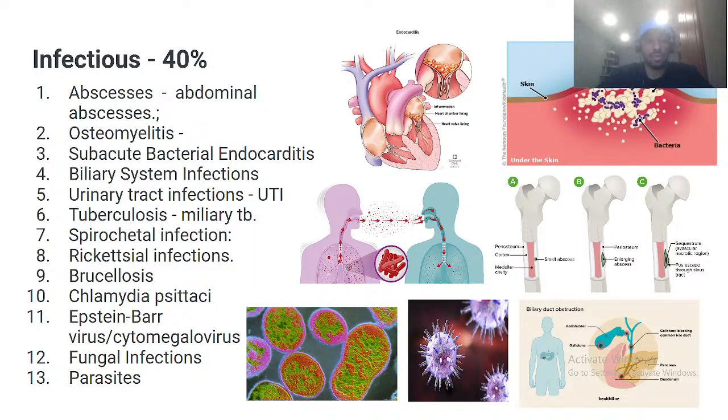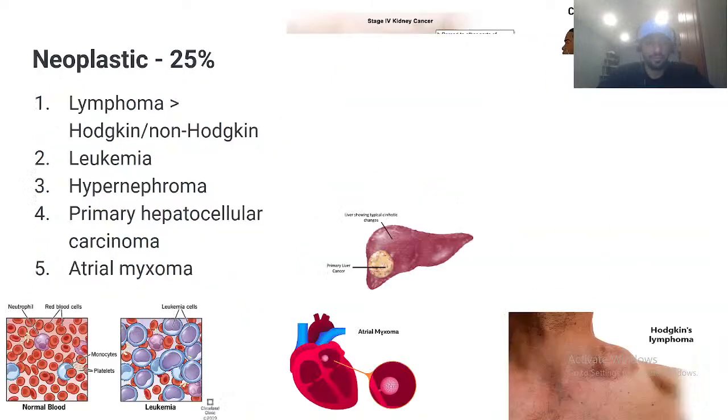Also, we have tuberculosis that may cause this kind of fever of unknown origin, especially miliary tuberculosis, which mostly occurs in HIV patients, in immunocompromised patients, or in patients on corticosteroid treatment. And also we have, for example, sporococcal infections. Also, we have rickettsial infections, brucellosis, chlamydia psittaci, Epstein-Barr virus, cytomegalovirus, especially in the elderly, and also we can see fungal infections and parasites and so on.